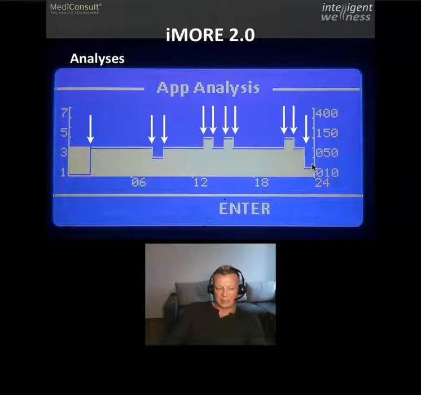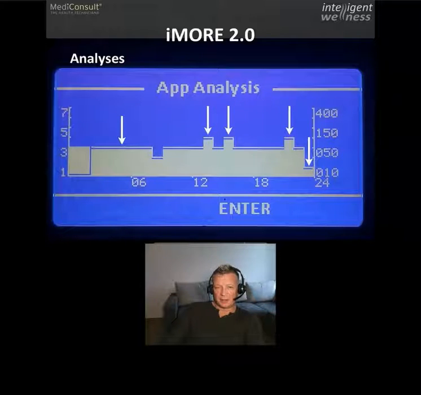So actually what we have here is a very powerful modality, with which we are now able to dynamically adjust the applied magnetic field intensity according to the reaction of the autonomic nervous system.